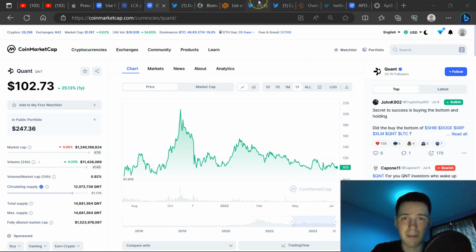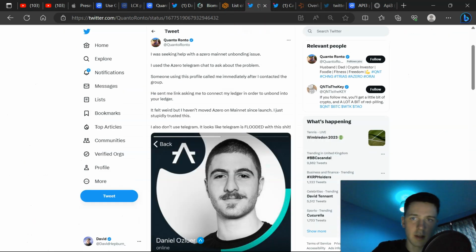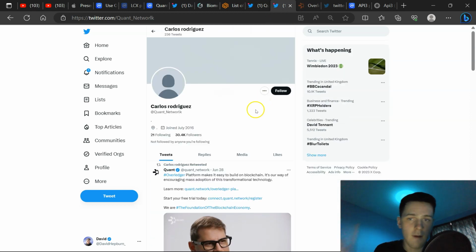Also, when it comes to QNT, beware of hackers around. This individual, Quantum Ronta, got scammed out of 50 QNT. Watch the Telegram scammers, do not connect your Ledger or anything to do with MetaMask. Watch these scammers down below asking to message you on WhatsApp. They are not real people. And also, fake Twitter accounts.